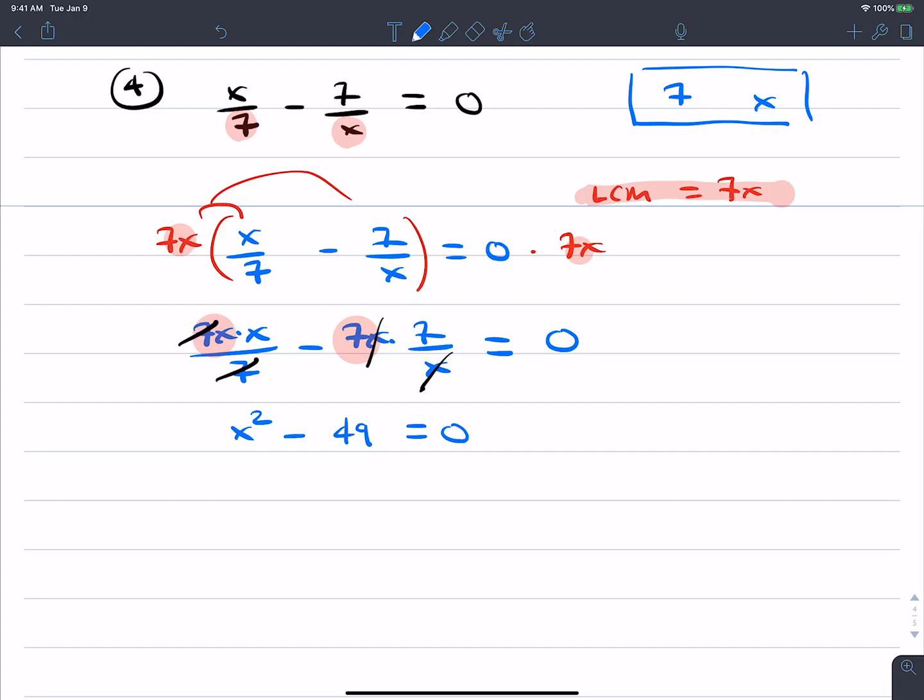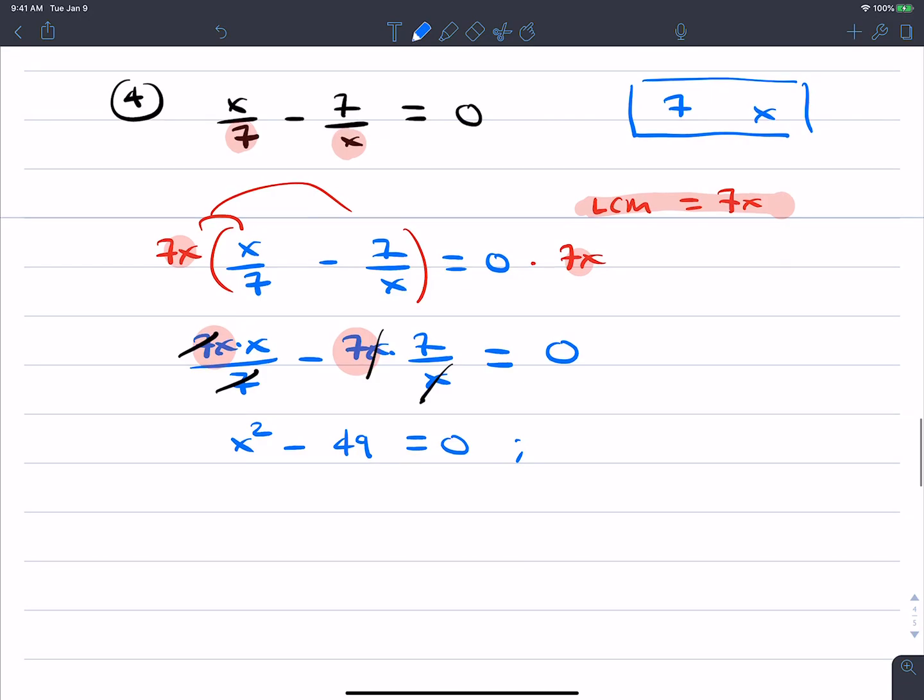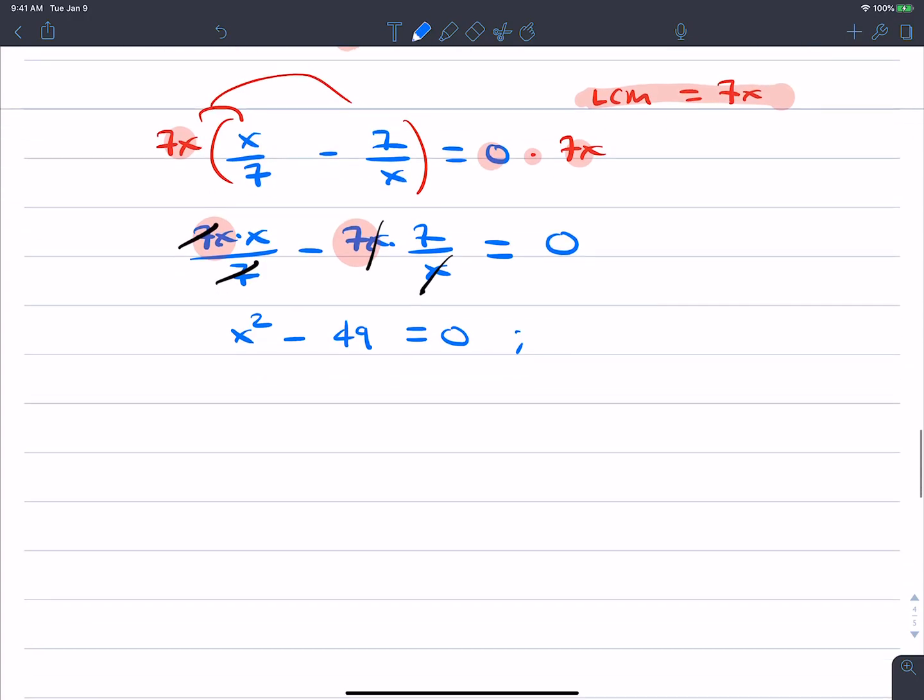So can you guys solve this here? What do you guys think? You have a couple of ways you can solve this, right? Well, what's 7x times 0 here? Times 0 is going to be 0. Yeah. So there's two ways to solve this here.